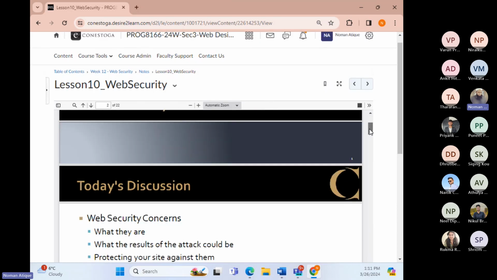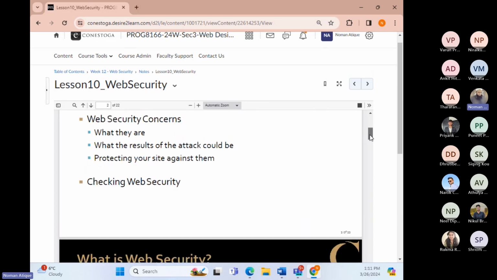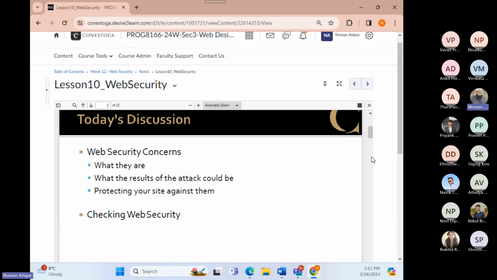Web security. Today's discussion will be on web security concerns, what they are, what the results of the attack could be, and protecting your site against them. That's a very important thing, because these days our websites come under so many attacks. So we want to save ourselves from those attacks.